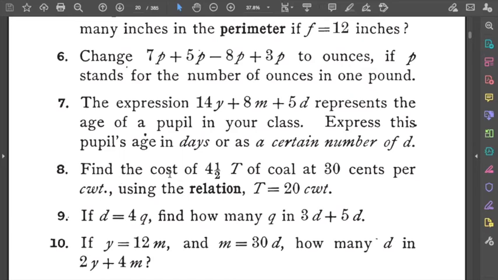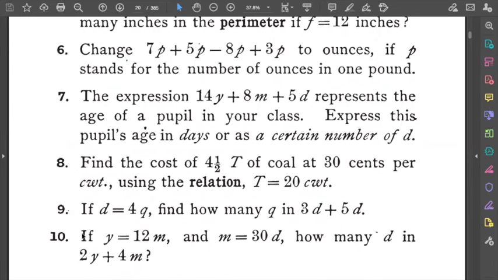Now 8 is find the cost of 4 whole number 1/2 T of coal at 30 cents per CWT, using the relation T is equal to 20 CWT. And then 9, if D is equal to 4 K, find how many K are in 3D plus 5D. Very, very examinable. Now, if Y is equal to 12M and M is equal to 30D, how many D's are in 2Y plus 4M? Very, very examinable.